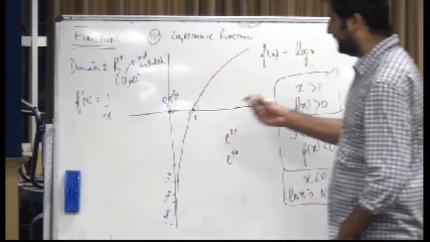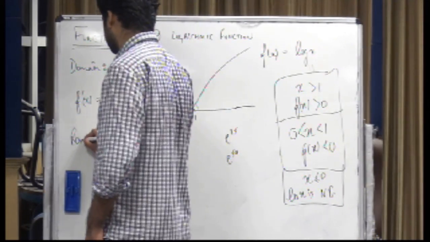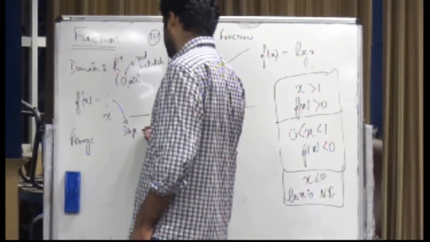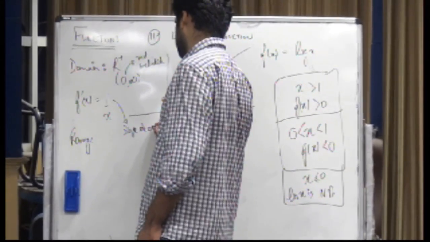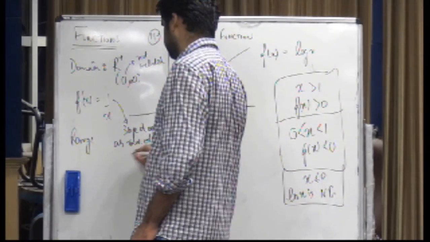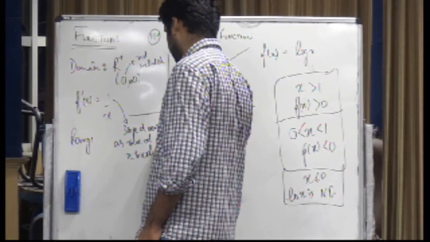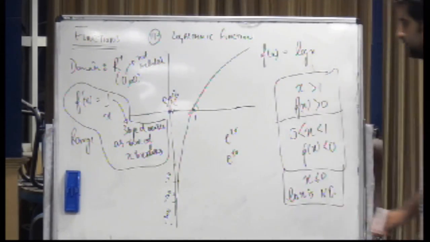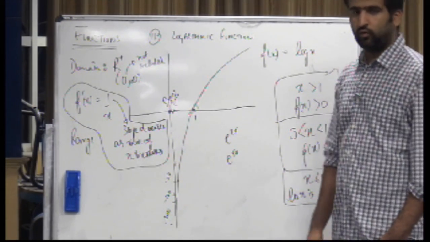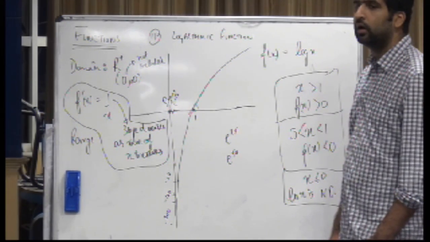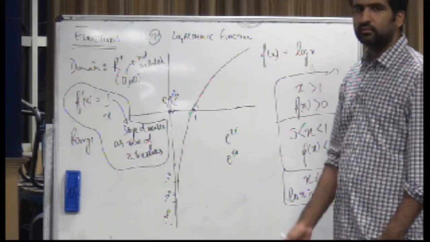So this is the domain, and if we see the range, also write that slope decreases as value of x increases. So this is another thing. What is the range? What all values are we getting? All real numbers I am getting.